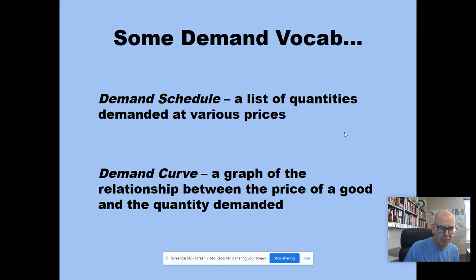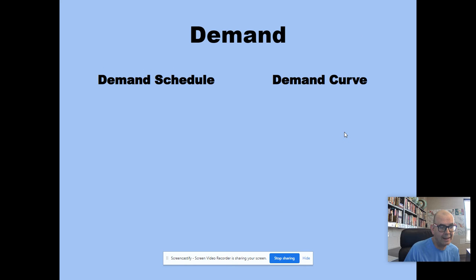A demand curve, which is actually going to be a line graph, not an actual curve. Just don't worry about that. A demand curve is a graph of the relationship between the price of a good and the quantity. A demand curve is a graph of a demand schedule. So let's look at what that looks like.